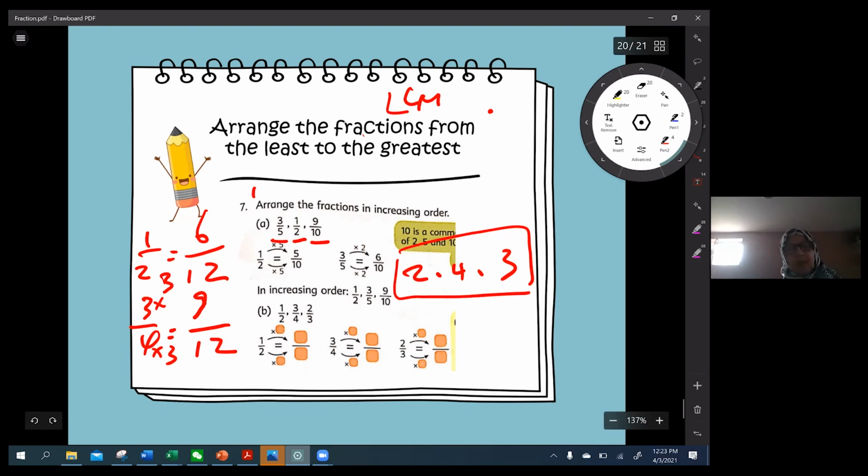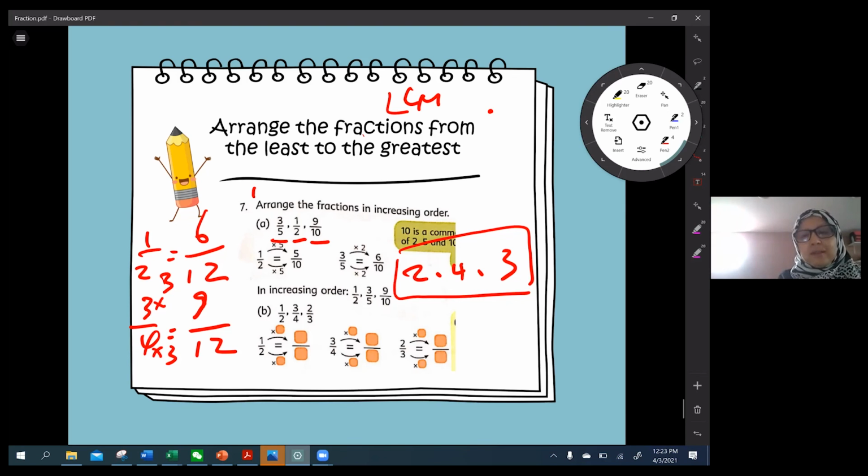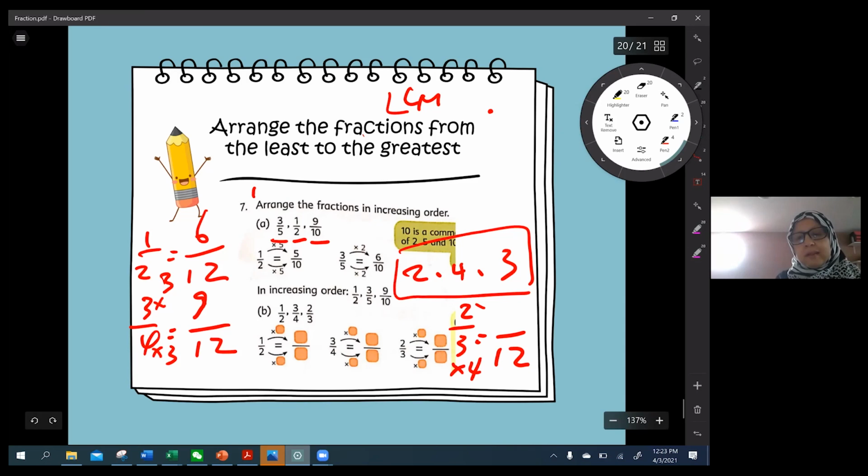Okay, so now 2/3 would become what over 12? So 3 times what equals 12? 4. And 2 times 4 equals 8. So 8 out of 12. That's right. Let me erase this again.